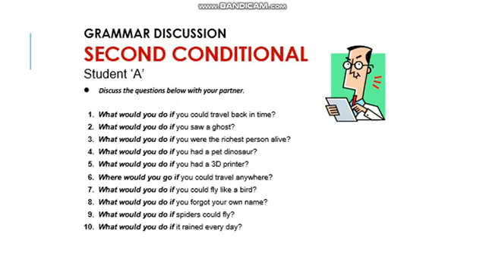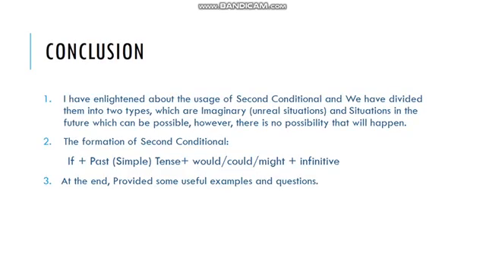I guess everything is clear. So, conclusion. I've explained the usage of the second conditional, and we have divided it into two types: imaginary, unreal situations, and situations in the future which can be possible. However, there is no possibility that they will happen. Next one is the formation of the second conditional. I've explained the formula and the usage of the second conditional.